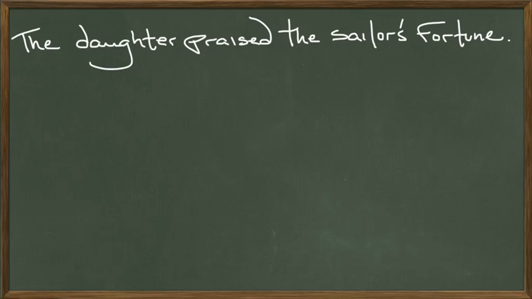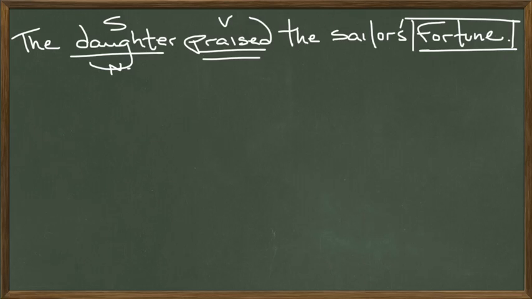Let's look at another one. The daughter praised the sailor's fortune. Same process again. Subject of the sentence is the daughter. It's the subject. It goes in the nominative case in Latin. What's she doing? She praised. Verb, double underline it. What did she praise? She actually praised the fortune. The fortune is what receives the praise. So it's the direct object, and it's in the accusative case.